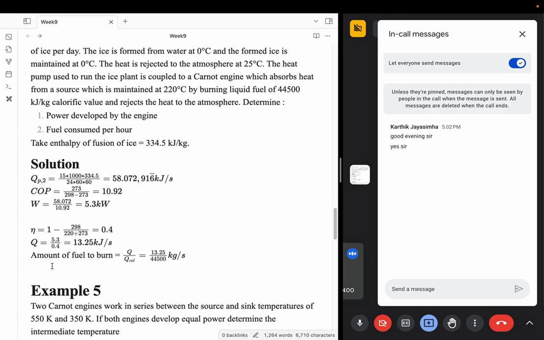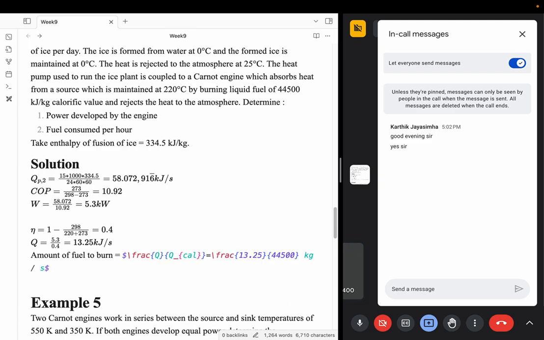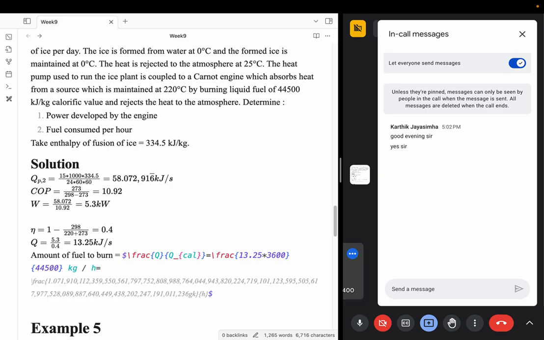You can just convert it into any other unit. So maybe we'll just convert it into kg per hour. So what is the value you are getting?